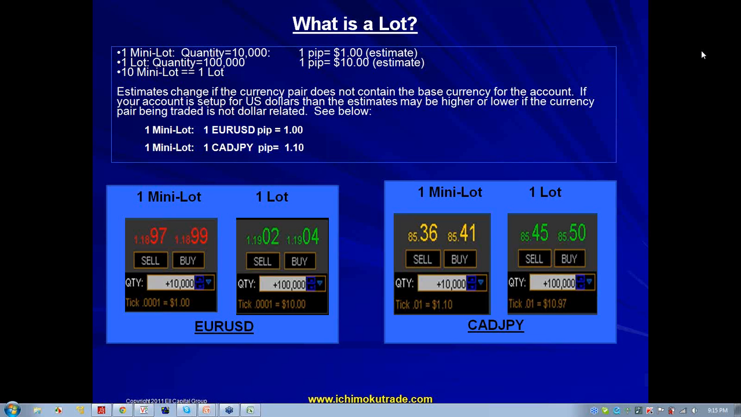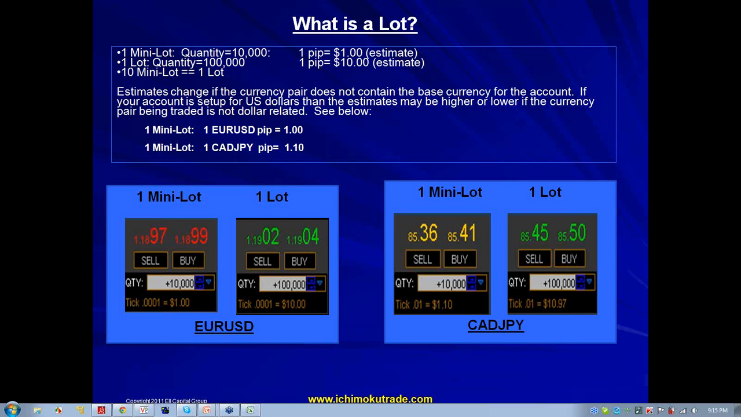Yep. Okay, so I just want to clarify. 1 mini lot is 10,000 quantities, which is 1 pip, correct? Yep. Okay, I'm just clarifying that. Yeah, so if this is 10,000, every pip movement here is basically $1. If I put a quantity of 100,000, every pip movement is going to be equivalent to $10.